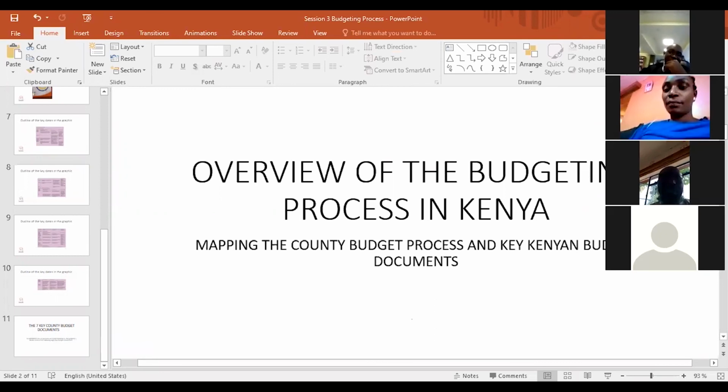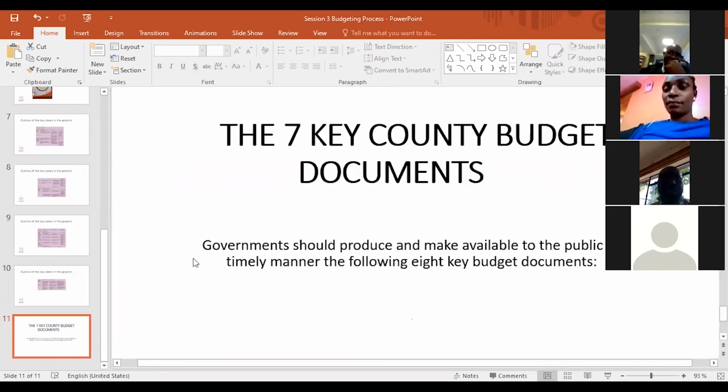So on Friday, we are going to delve deeper into understanding the 7 key county budget documents. That is why it is essential for you to also participate in this session so that you can understand these documents.